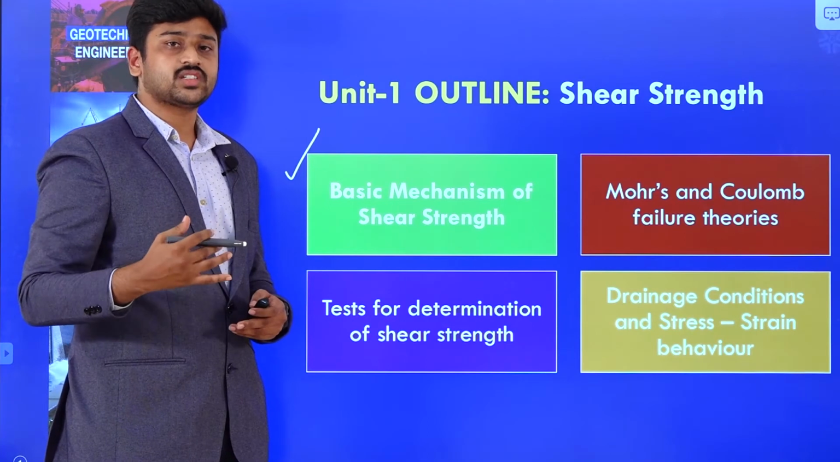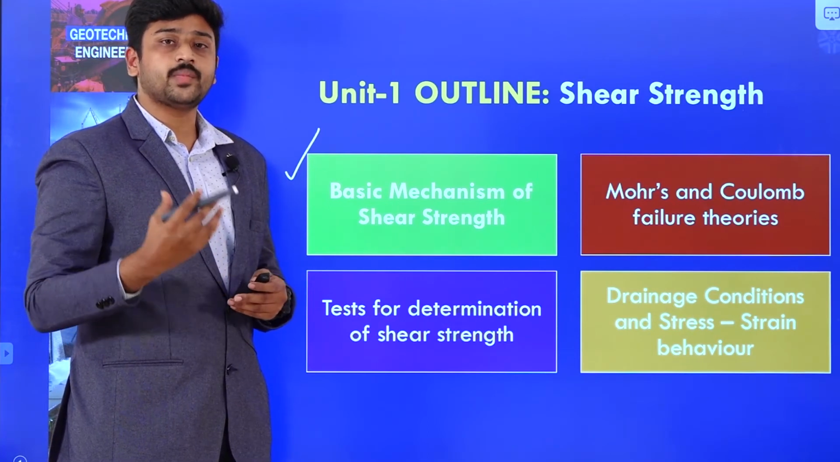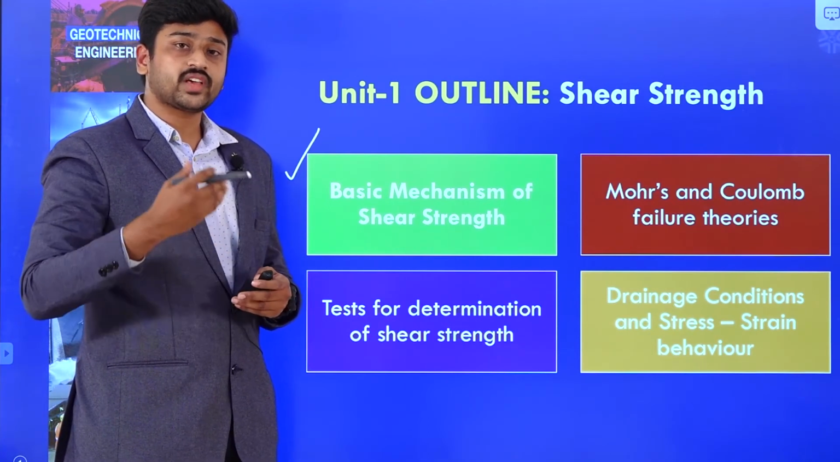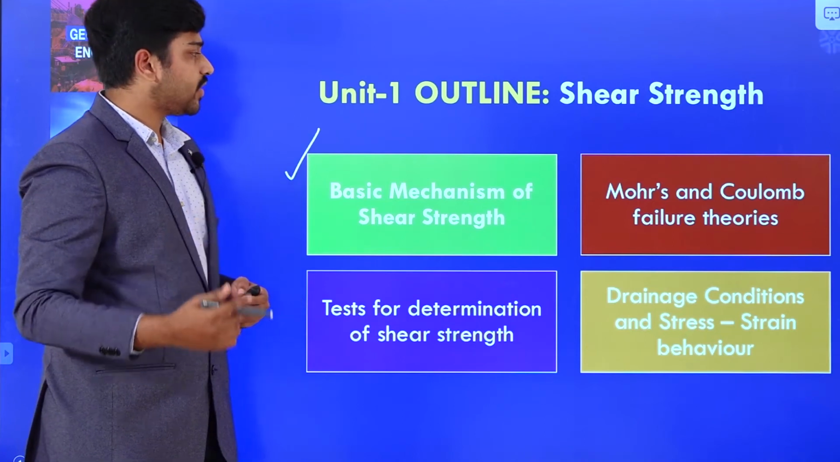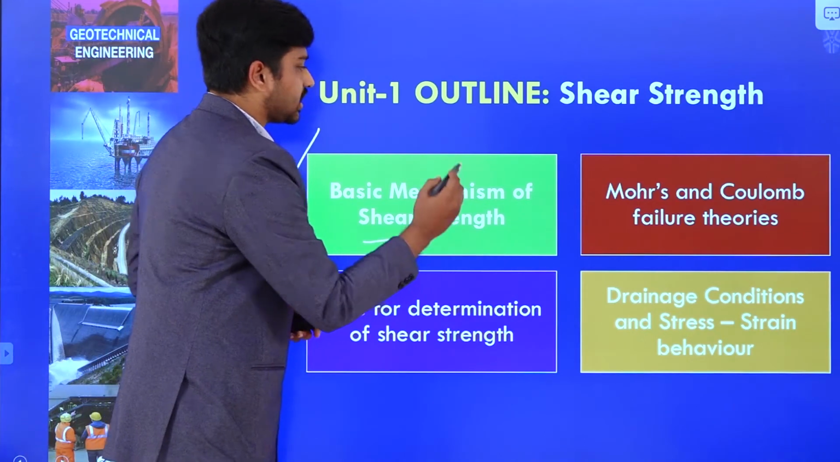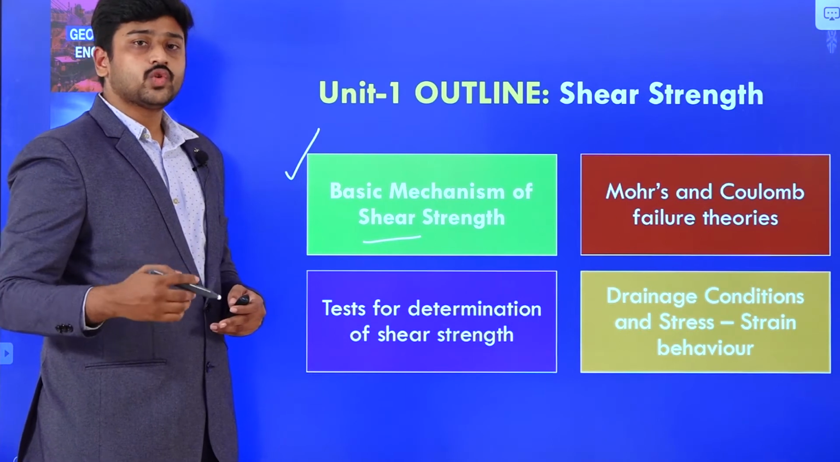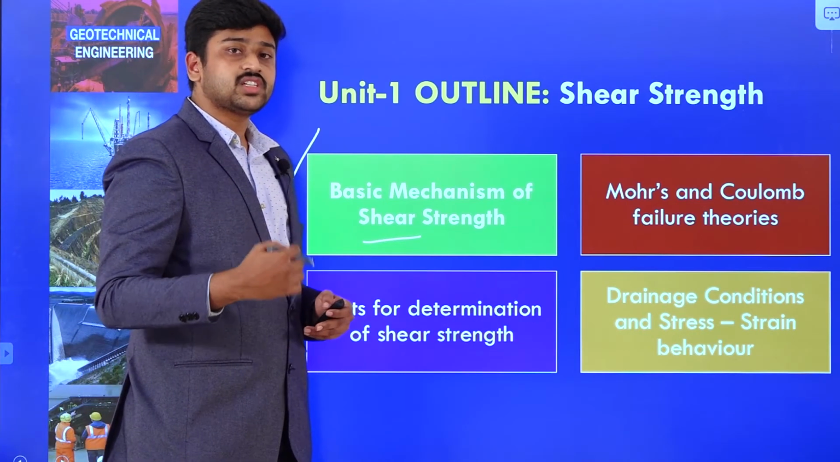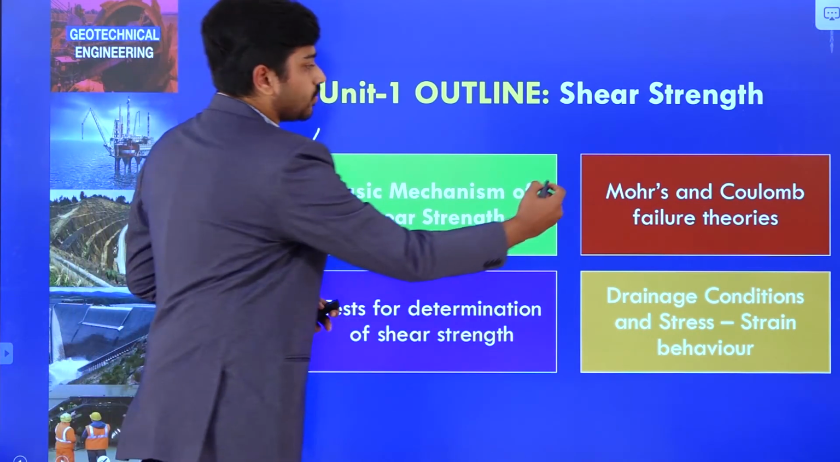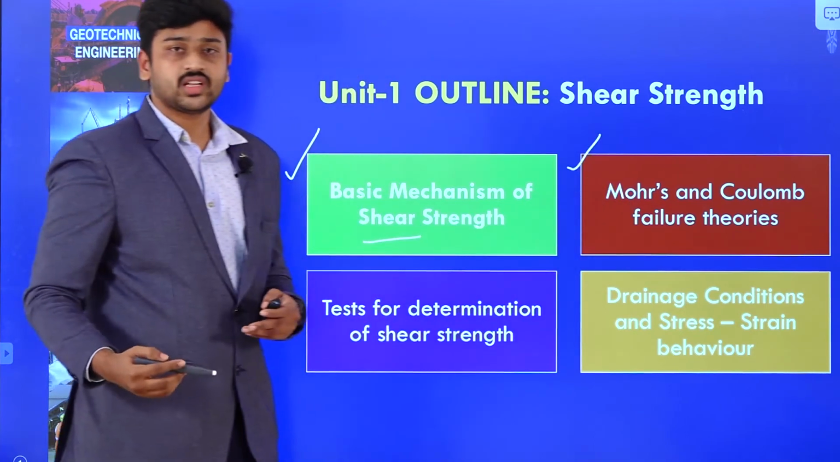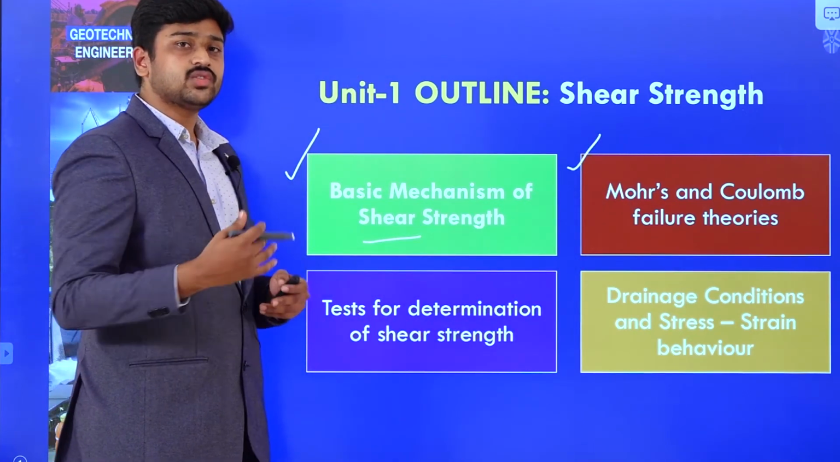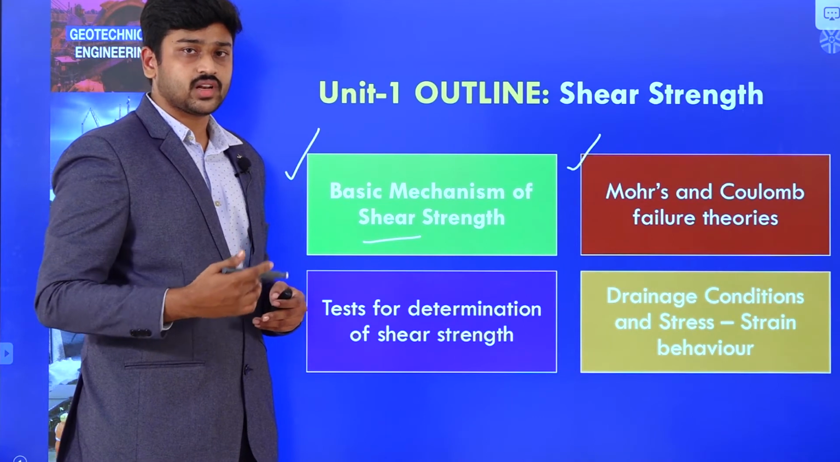That means what is shear strength, how do we analyze shear strength for any particular body, how do we calculate the shear strength. Apart from that, this is completely a theoretical approach. Then there are two more theories on which the shear strength is determined, that is Mohr-Coulomb theory, Mohr theory and Coulomb theory. So these two theories will be learned by us in this particular unit.